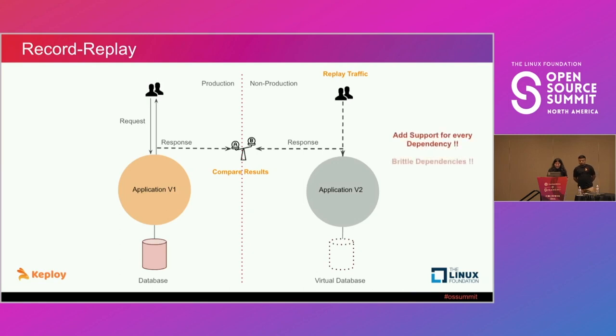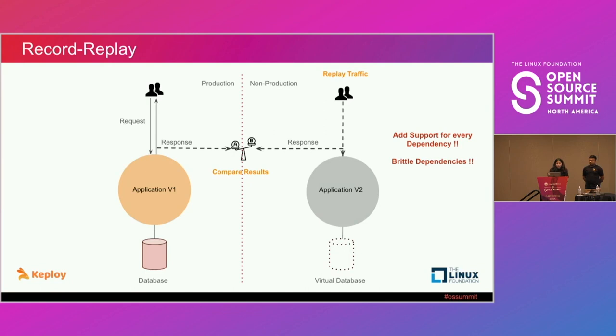But I would say that with this approach as well, there are some downsides, like you have to add support for each of the dependencies that your application is talking to. For example, if your application is talking to MongoDB, then you need to add support to mock the MongoDB queries or to capture and replay that. So there are different approaches that we are going to talk about, SDK level or the agent level or at the network proxy.